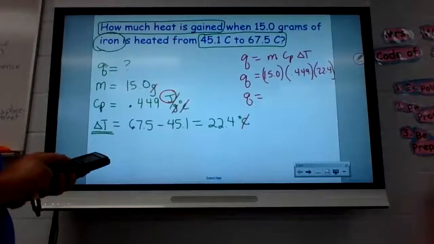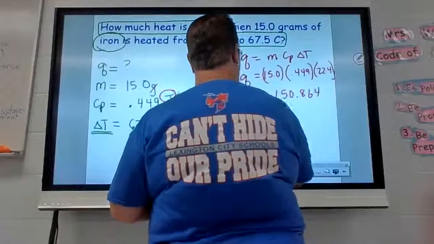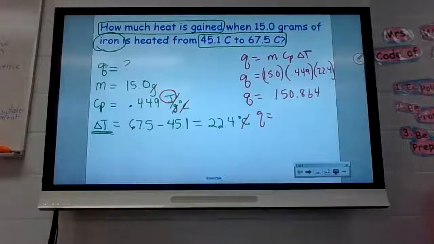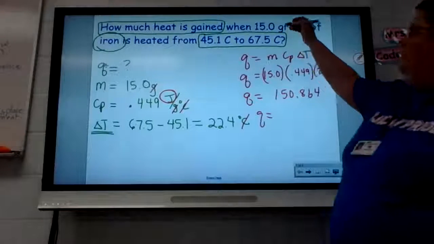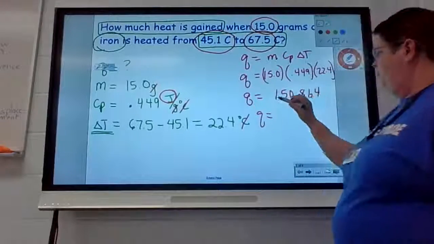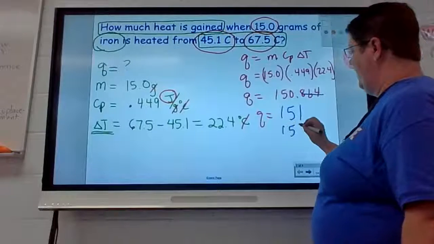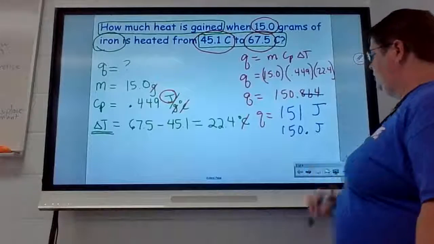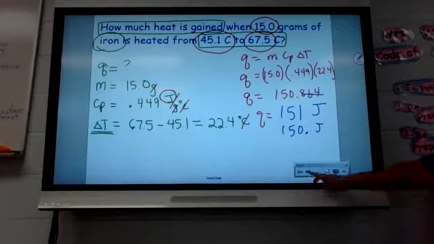15 times 0.449 times 22.4. All right. So I have my answer. And now I need to round for significant digits. So what am I going to do? How many do I have here? How many do I have here? And here. So I need 3 in my answer. So I can round it to 151, or if y'all are the dropping off variety, 150 with a decimal. And joules. Doesn't matter to me which way you do it, as long as it has 3 significant digits. Questions? Feel okay about that? All right, let's try one more, and then I'll give you homework and we'll be done.